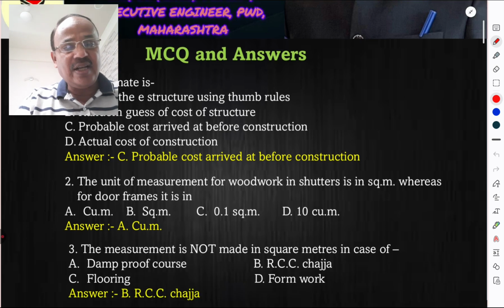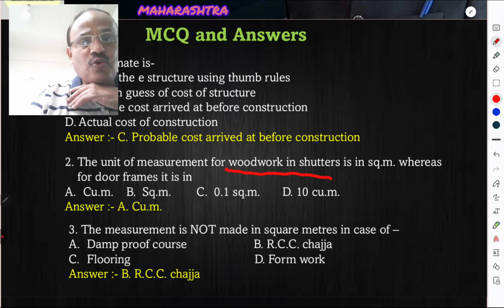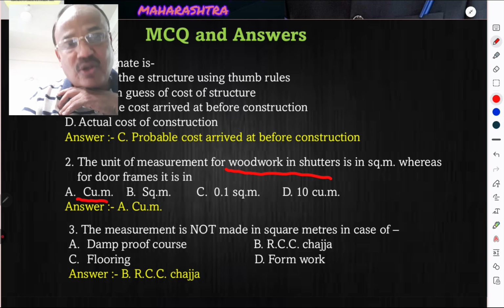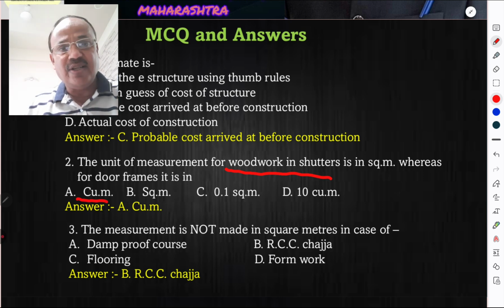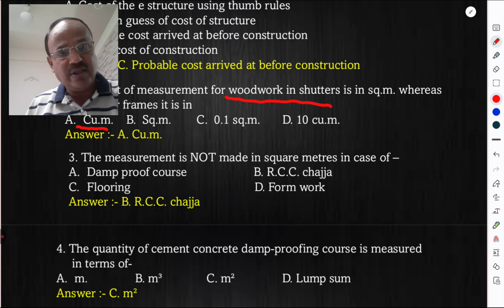The second one, the unit of measurement for woodwork in shutters is in square meter, whereas in door frames it is in cubic meter. Because for shutters the thickness is less, so it is measured in square meter, but for door frame the thickness is predominant. In such cases woodwork is measured in cubic meter. The measurement is not made in square meter in case of first A. damp proof course, B. RCC chhajja, C. flooring, and D. formwork. The correct answer is RCC chhajja because measurement is not made in square meter.